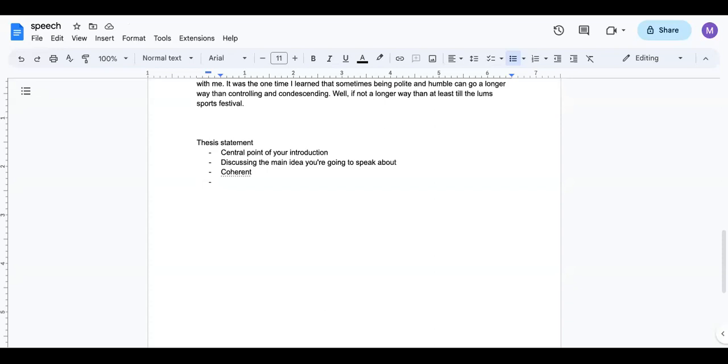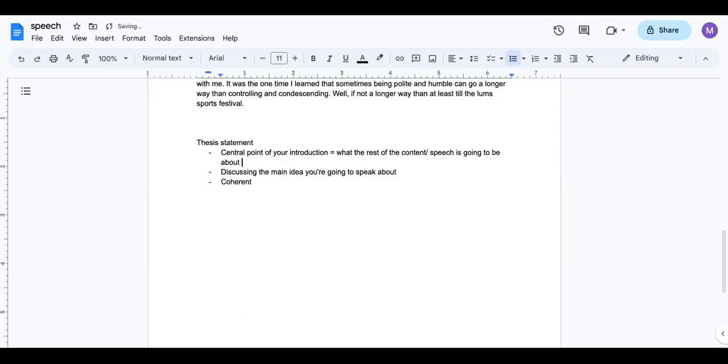Okay, so that's basically the definition of what a thesis is. Now I'm going to explain to you how that, the definition, works. So let's say the thesis is basically the central point of your introduction. The central point of my introduction is basically telling what the rest of my speech, the rest of the content, is going to be about.